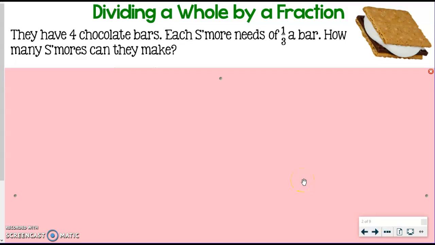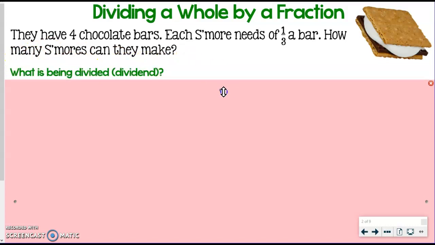I know you don't have all these problems on there, but you have the division problem, and then we're going to tell you how to draw it from there. So just follow along. They have 4 chocolate bars. Each s'more needs to have 1/3 of a bar. How many s'mores can be made from that?